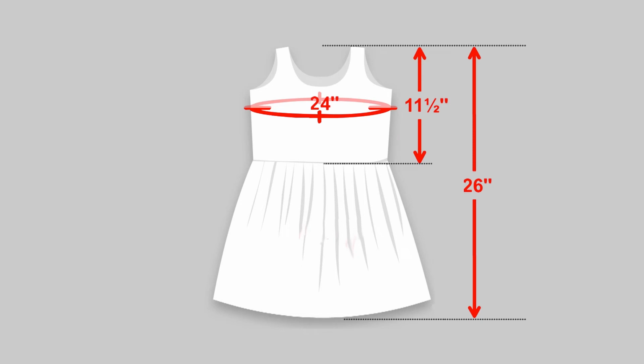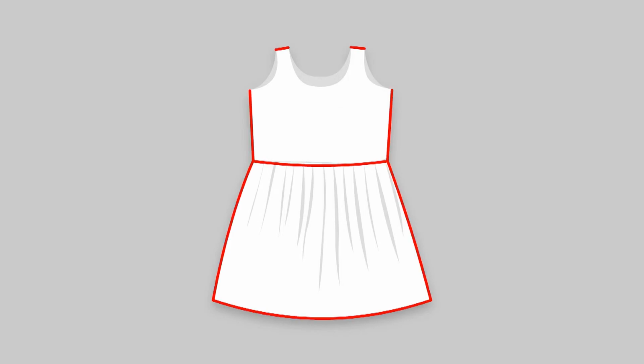Here, we have the full length as 26 inches, front length as 11.5 inches, and chest circumference as 24 inches. We need to add seam allowances and wearing ease to the body measurement and make some calculations for drafting purpose.